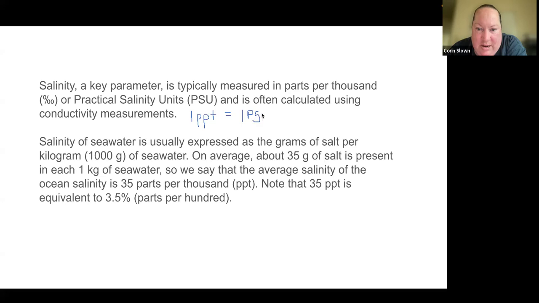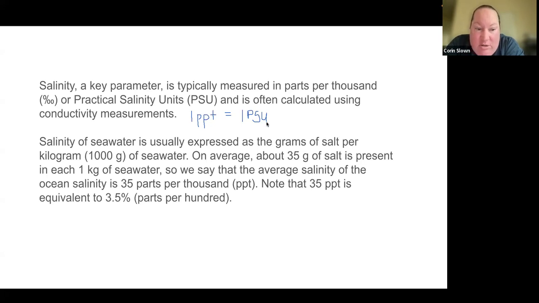So I think this is a really great example of how sometimes we use units depending upon our discipline or the convention in the field. If you are an oceanographer, you think of it in PSU. If you're a chemist, you're thinking about it in parts per thousand, but these units are equivalent. So what does that calculation actually look like?